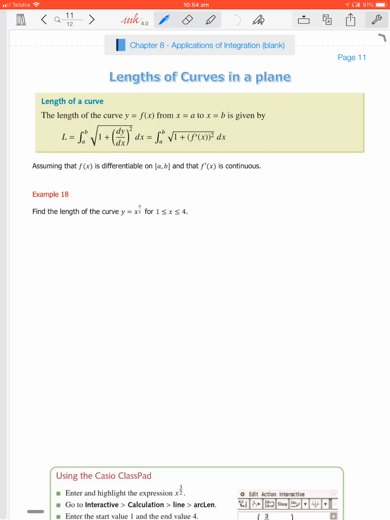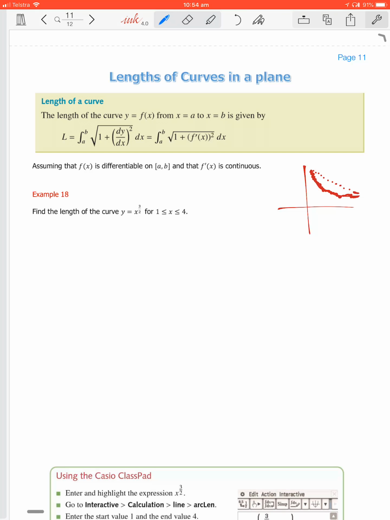Okay guys, today we're going to start looking at lengths of curves in a plane. So if we had a curve like this, we're not finding the direct length here, we're actually finding this length along the whole curve.